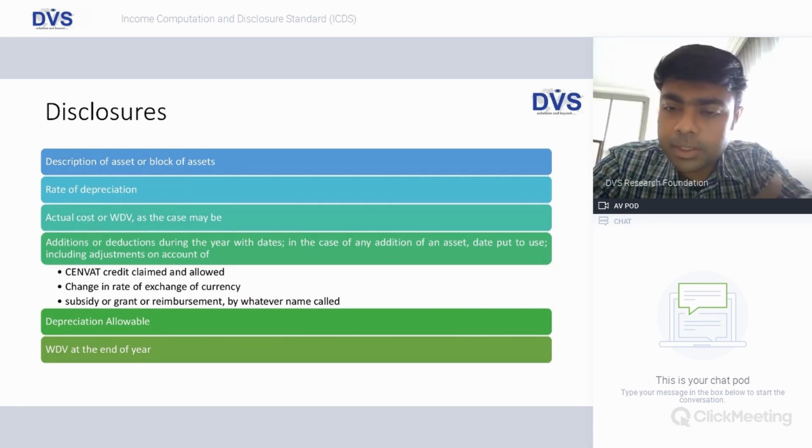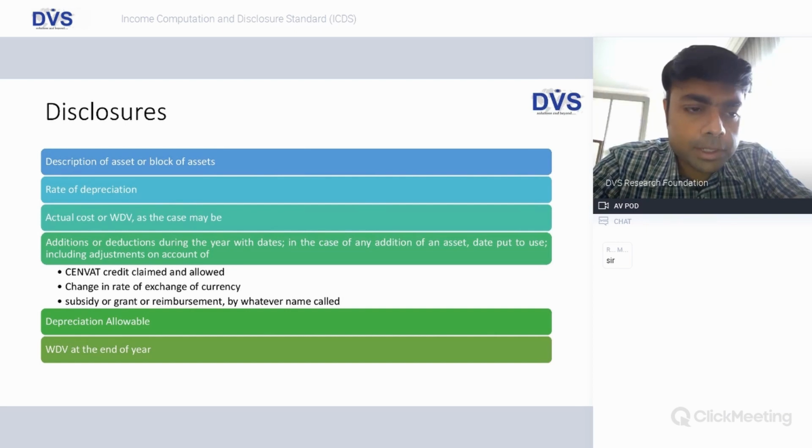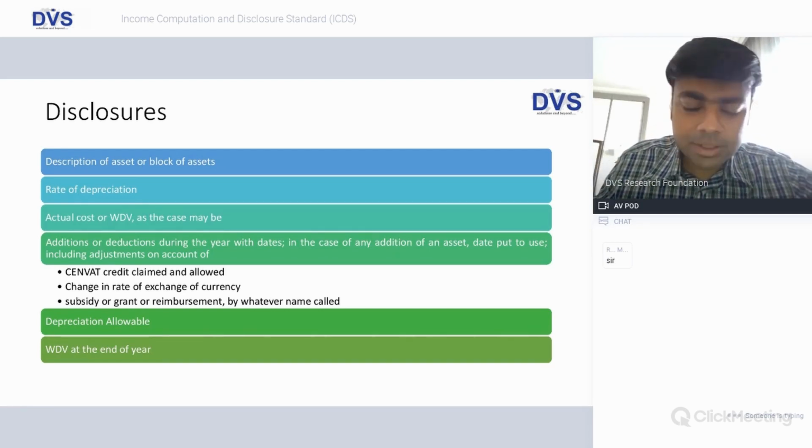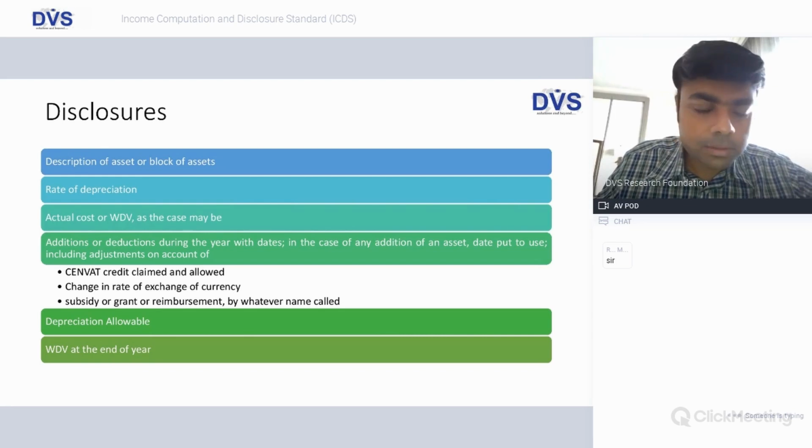Disclosures are fairly straightforward, similar to what we used to have for the depreciation schedule: depreciation of assets or block, rate of depreciation, actual cost or WDV as the case may be, any CENVAT credit, if any, depreciation which is allowable, and WDV at the end of the year. So it's nothing but your depreciation schedule which needs to be disclosed.